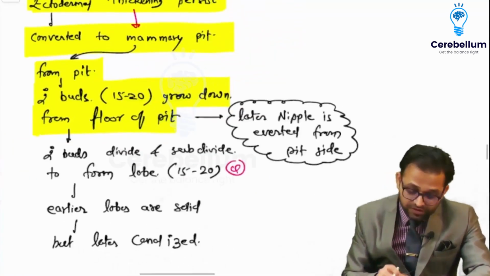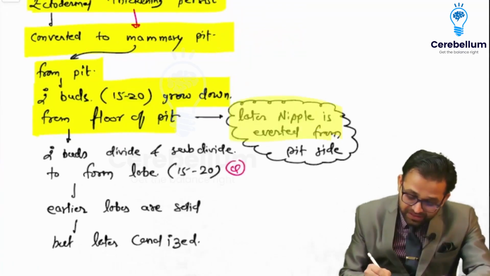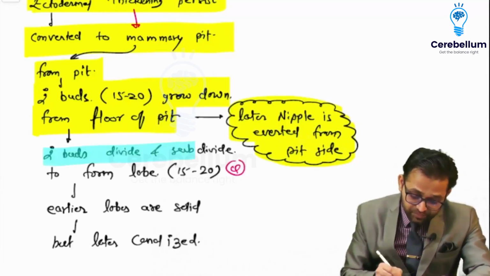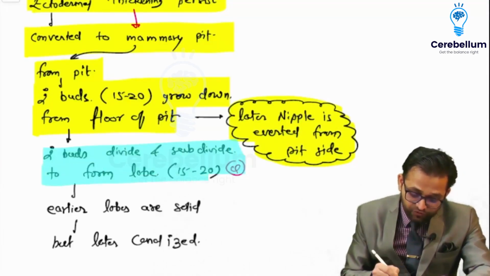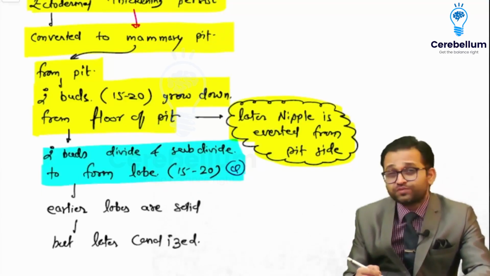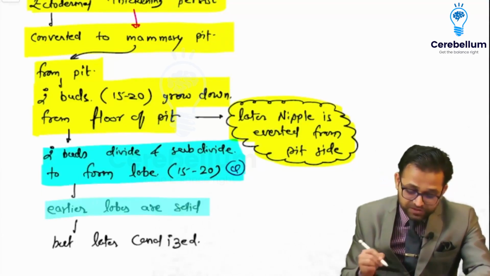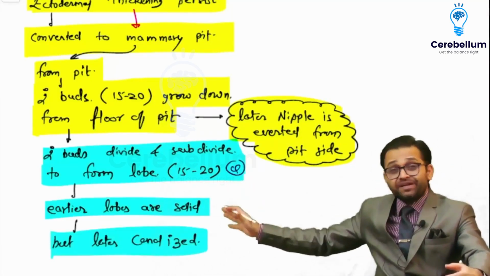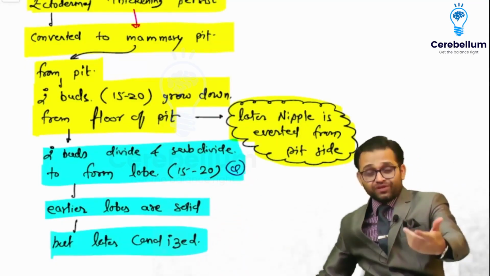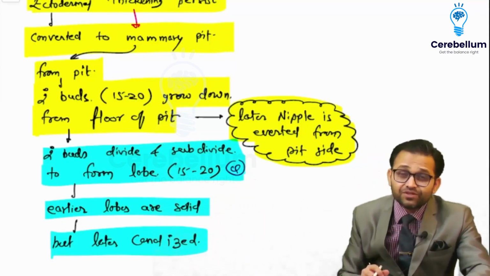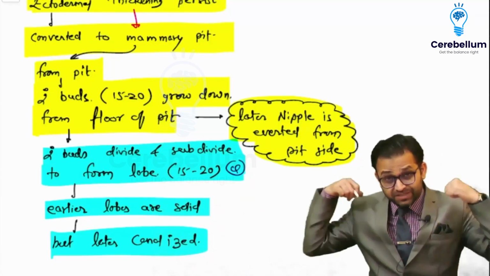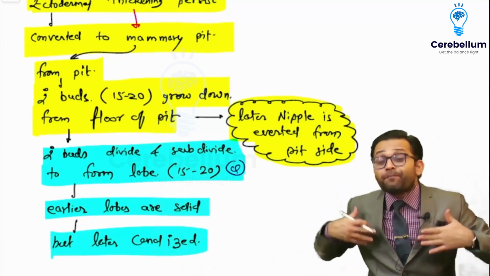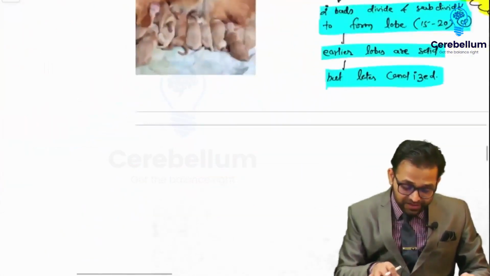Okay, sir. Now what is happening? Later the nipple is everted from the pit side. Then secondary buds divide and subdivide to form the lobes. 15 to 20 lobes are there. Earlier the lobes are solid, but later there is canalization. You will see the development of the breast in pediatrics, but this is a summary of that. So what I want to tell you, breast tissue is present from the axilla up to the inguinal region, but in humans only the pectoral region breast properly develops.